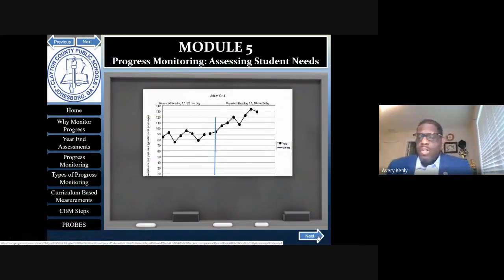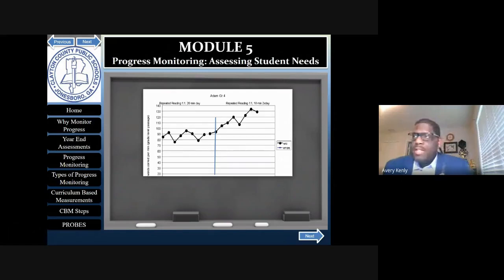So I have a question for you. If you could take a second to look at this particular graph, and based on the graph, is this student making progress? And how do you know? I'll give you a minute to think about that as you look at the graph. Here are the two questions again. Based on the graph, is the student making progress? How do you know?